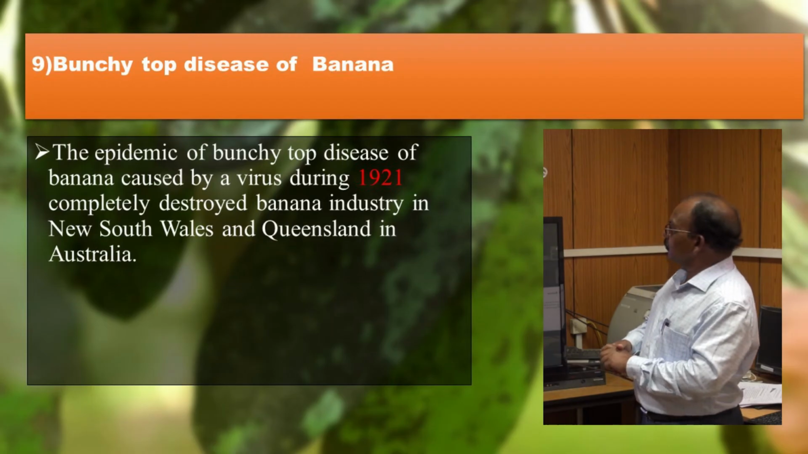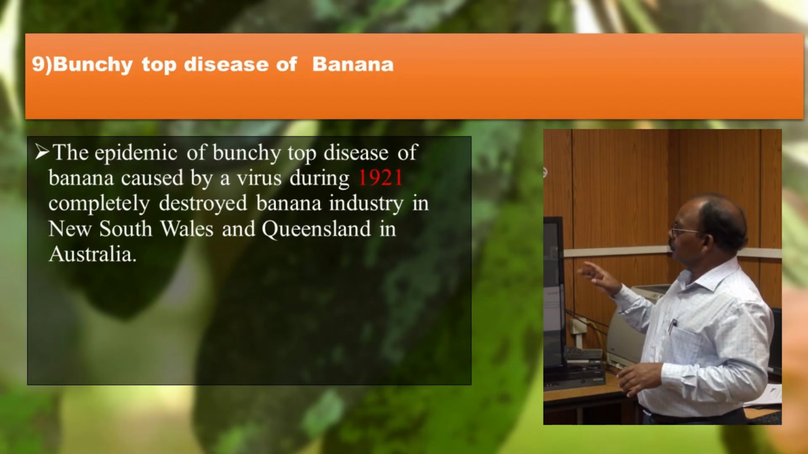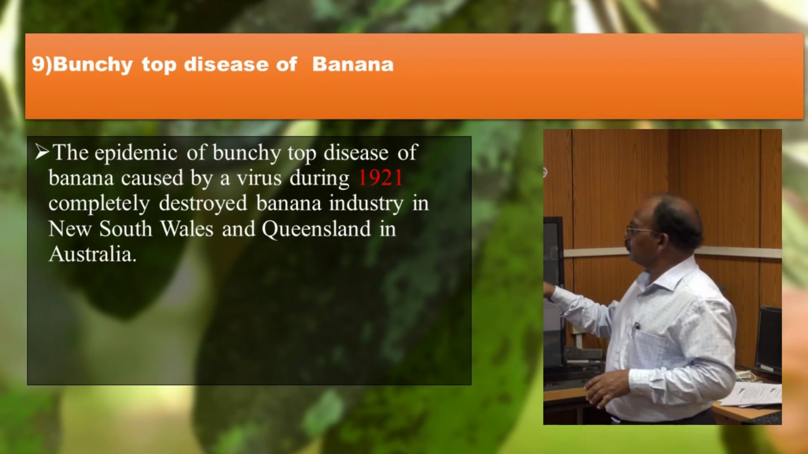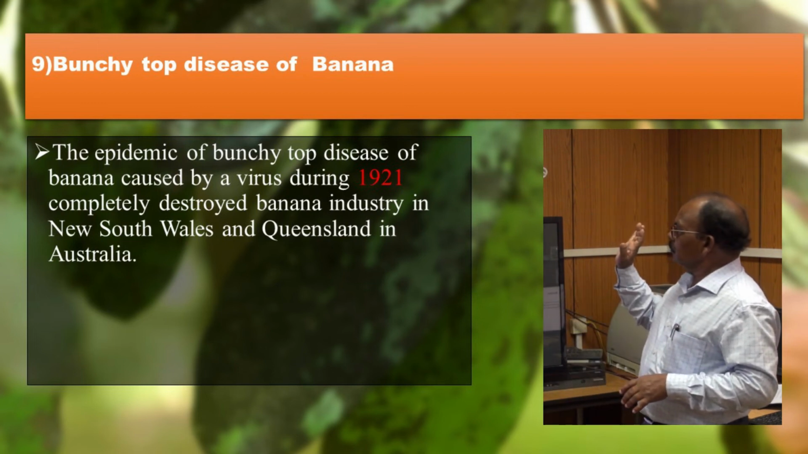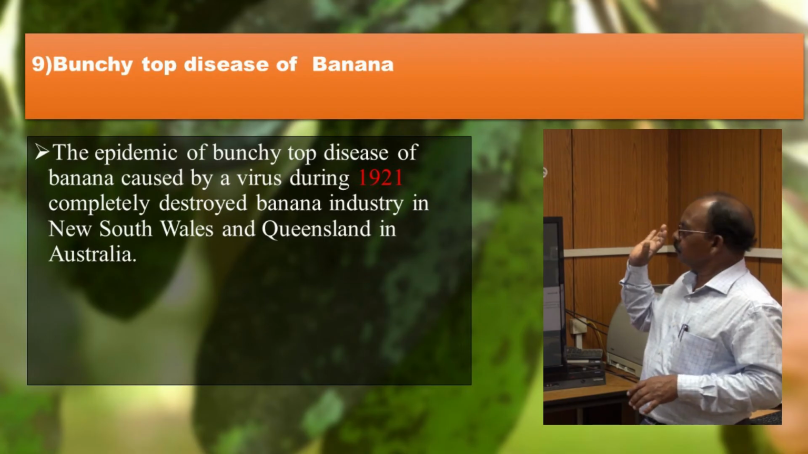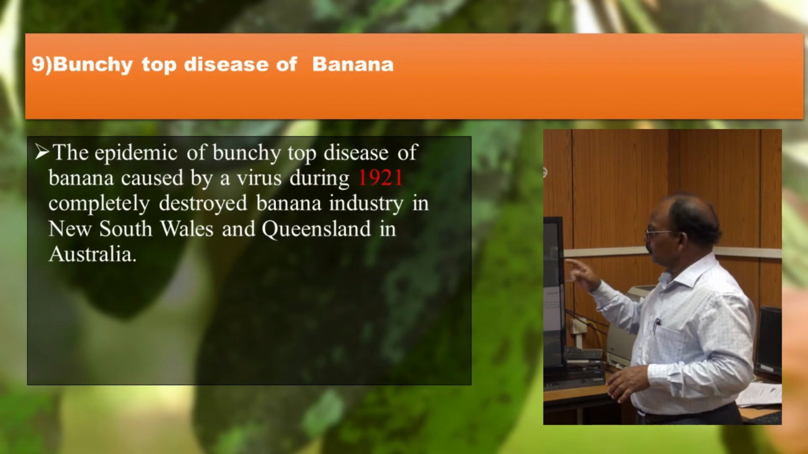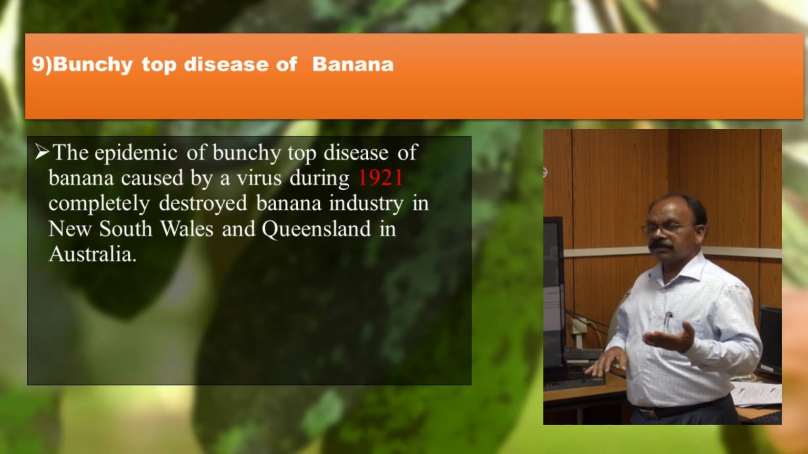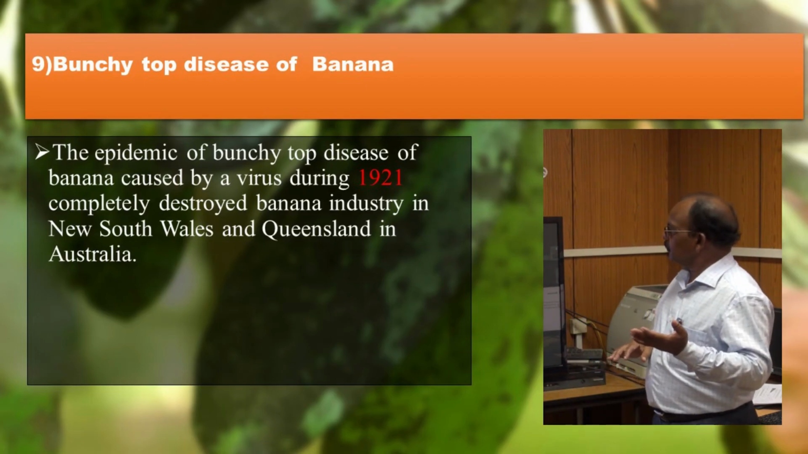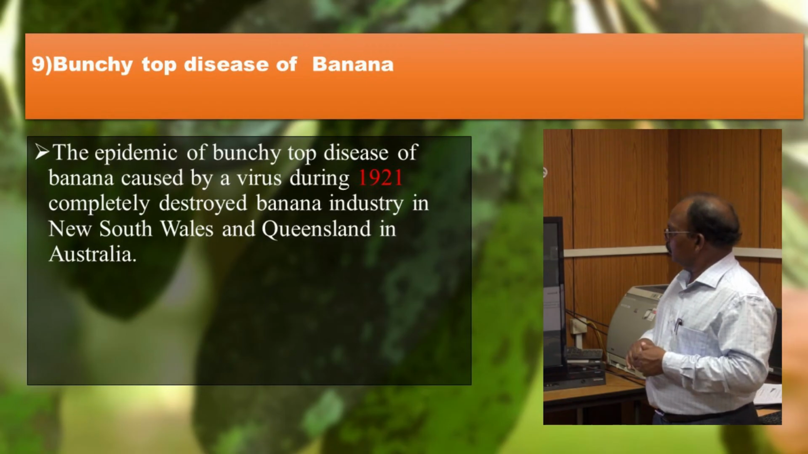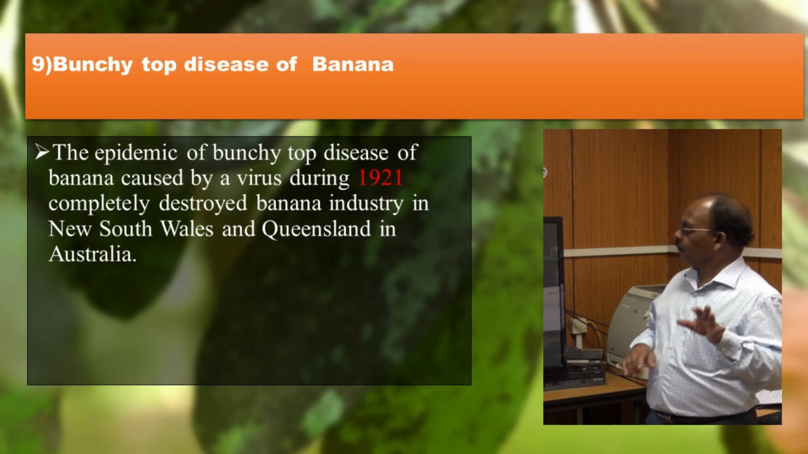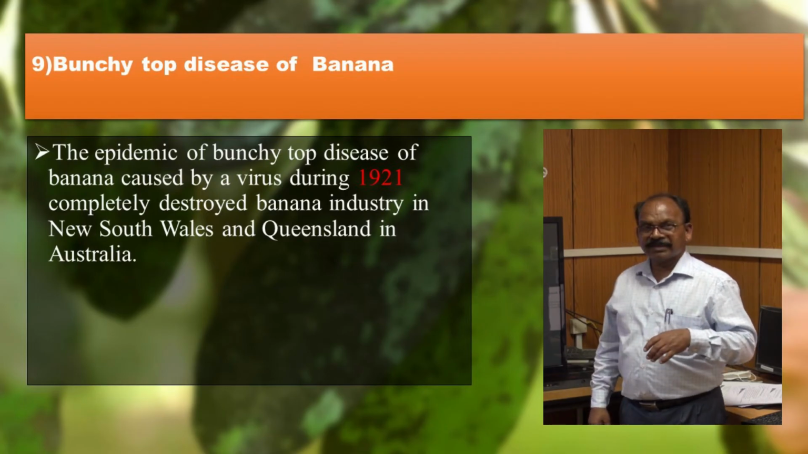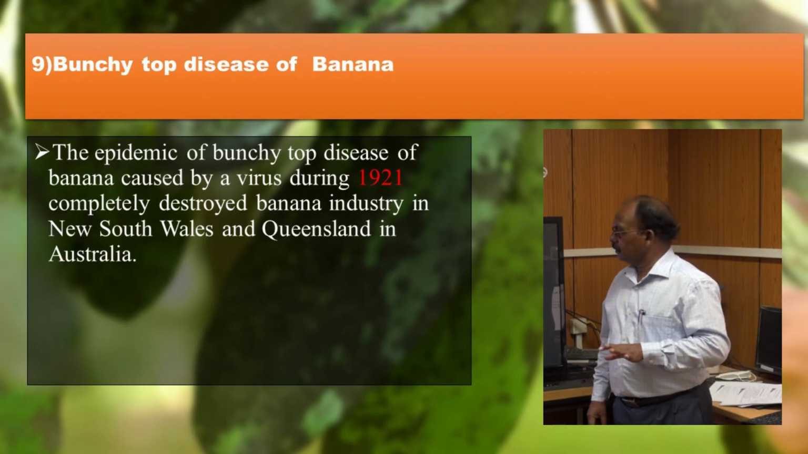The banana bunchy top disease of banana. Bunchy top disease of banana is a viral disease. It is caused by banana bunchy top virus, and it is transmitted by aphid. The disease occurred in epidemic form in 1921 and completely destroyed the banana industry in New South Wales and Queensland in Australia.